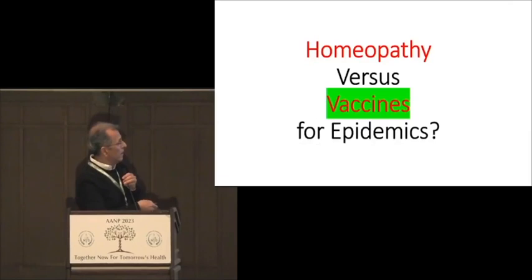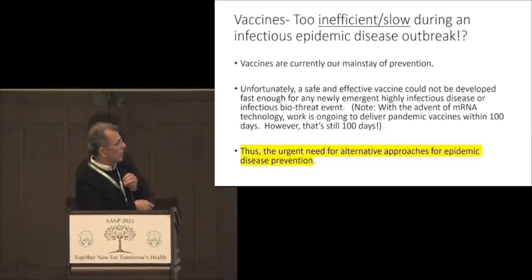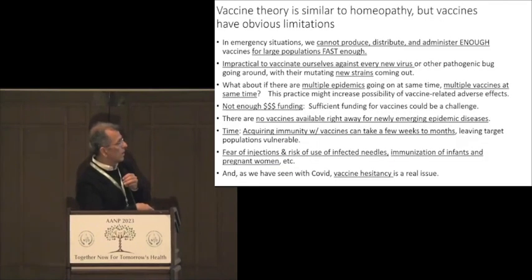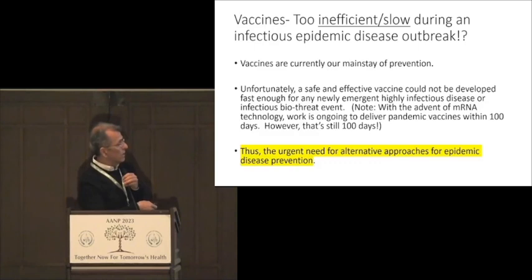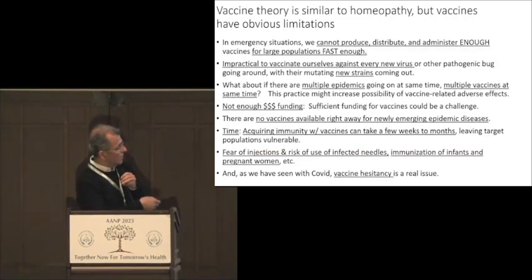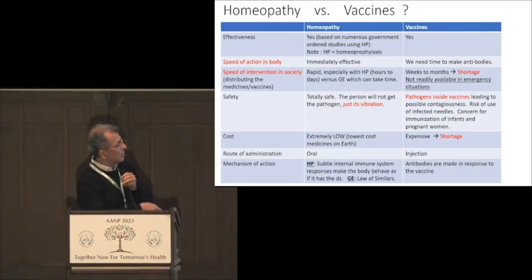So what about vaccines? I guess we don't need to talk about vaccines too much, but as you know, they're inefficient and slow during epidemics. Those are some disadvantages of vaccines. And yes, they're currently our mainstay of prevention, and they're highly regarded in the world as the mainstay of prevention. I'm not going to argue with that point right now. I just want you to see these are some obvious limitations of vaccines.